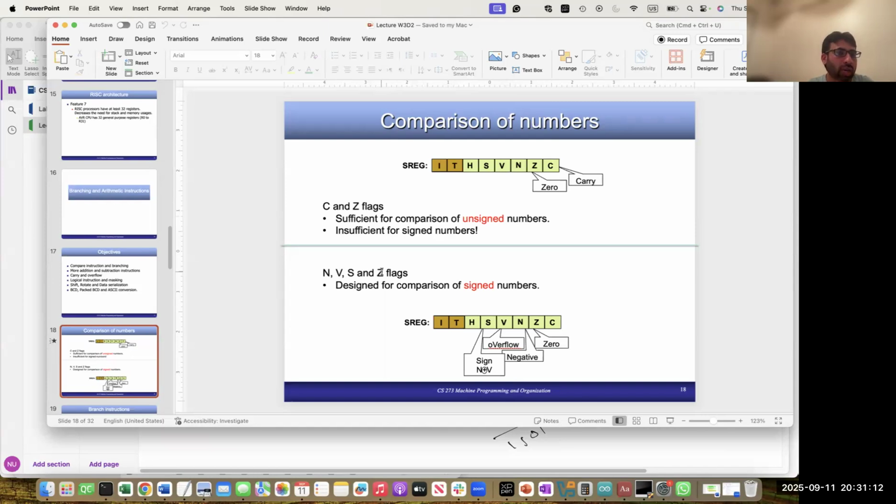Again, you can ask the question: how can our hardware know whether we are comparing signed or unsigned numbers? Because numbers are numbers. Are we going to specify whether this number is signed or unsigned? Actually, no. Then how does the hardware know? It knows by the type of instruction we are using, because there are different instructions for comparing signed numbers, and a different set of instructions for comparing unsigned numbers.